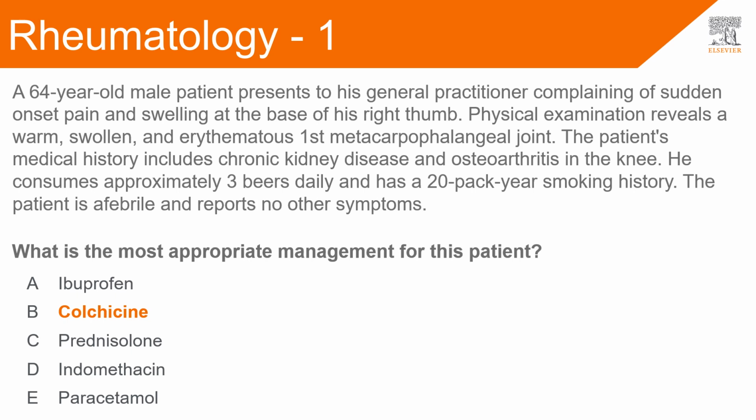Paracetamol. So why not paracetamol? This patient's got a CKD. You're not going to give an NSAID. What about paracetamol? I hear you ask. Well, paracetamol is a very effective analgesic for pain relief, but it lacks the anti-inflammatory properties. So it's not going to suppress the inflammation caused by uric acid crystals in gout. So the answer is B, colchicine.